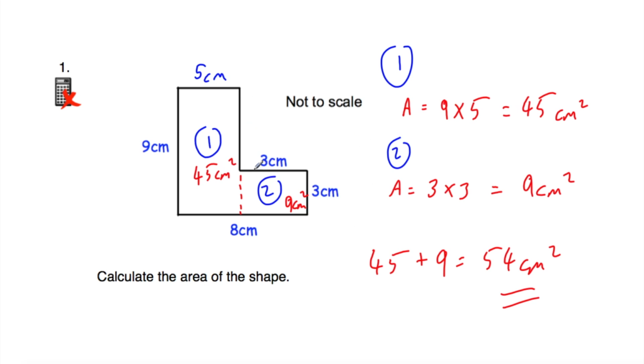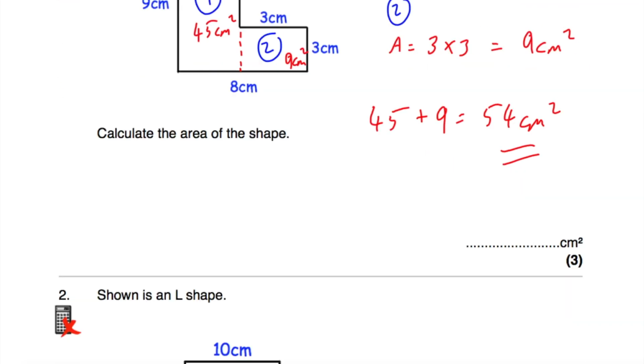Now, alternatively in this question, rather than cutting vertically like so and getting this rectangle and this square, we could have cut across horizontally, and that would have given us a rectangle and a rectangle here, and we could have worked out the area of each of those and added them together, and again we would have got 54 centimeters squared.